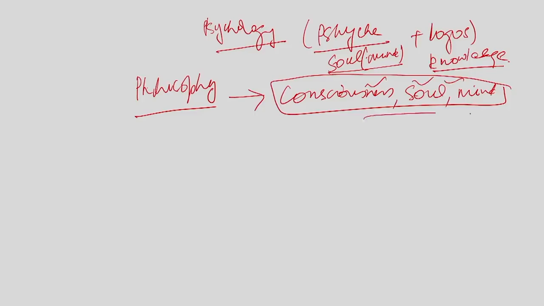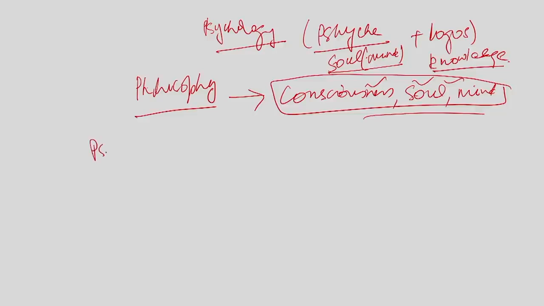So from philosophy, a branch broke off, a field broke off, which was called psychology. That branch tried to study these problems scientifically. We'll come back to that. So basically, what is psychology? Psychology is the study of mental processes and behavior. The definition says that psychology is basically a study of behavior and mental processes.